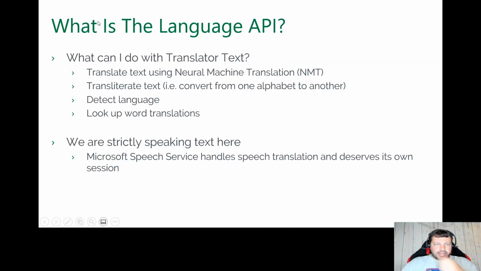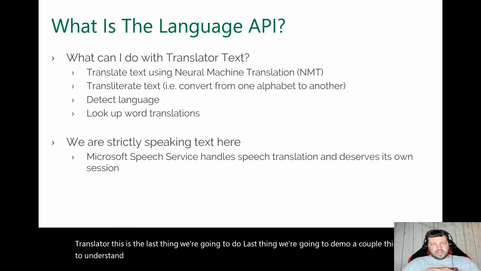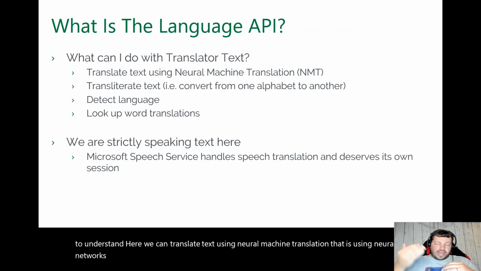Okay, so what we've got here, translator. This is the last thing we're going to do, last thing we're going to demo. A couple things to understand here. We can translate text using neural machine translation. That is using neural networks to do it. It's considered to be faster, more precise, all those sorts of things.